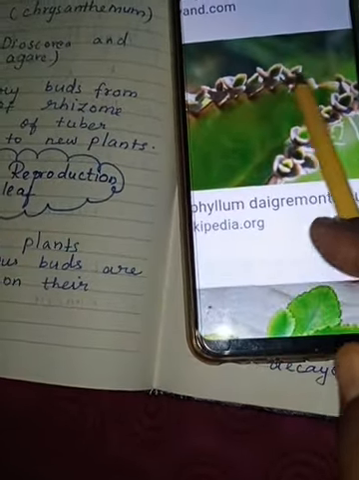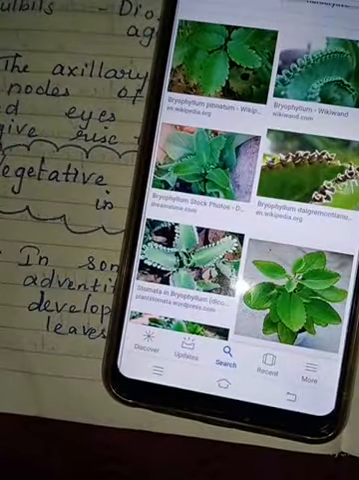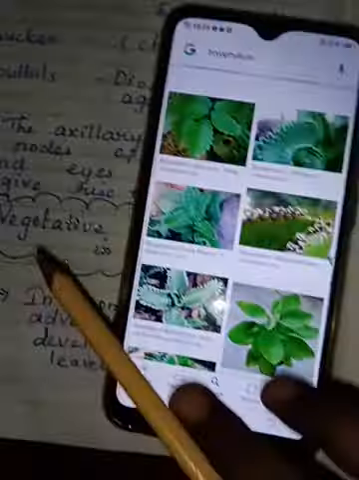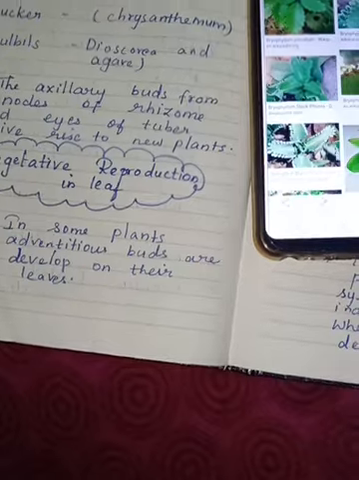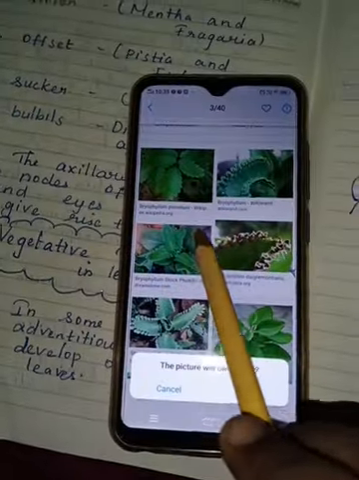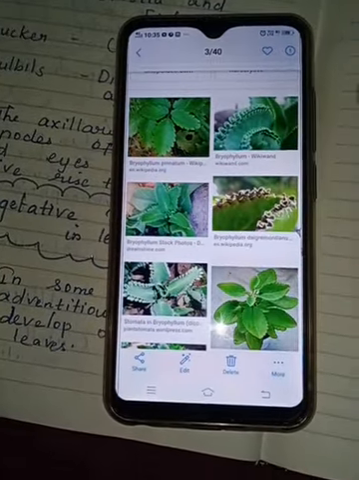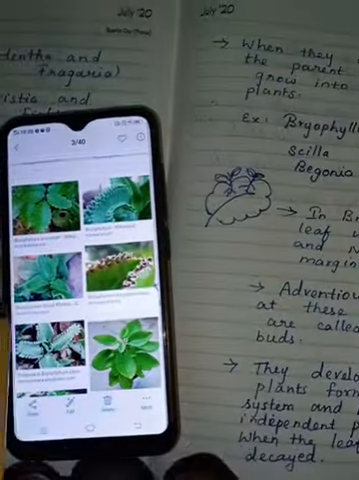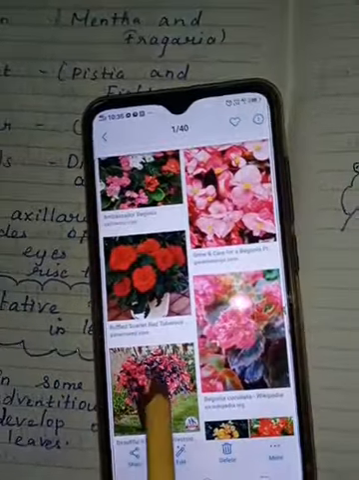See here, some plants' adventitious buds develop on their leaf. Adventitious buds develop on the leaf when they are detached from the parent plant. When it detaches from the parent plant, it grows into a new individual. They grow into new plant. Okay, example Bryophyllum, Scilla, Bignonia. So this one is a Bryophyllum. Okay, this one is a Scilla. Okay, this one is a Bignonia.